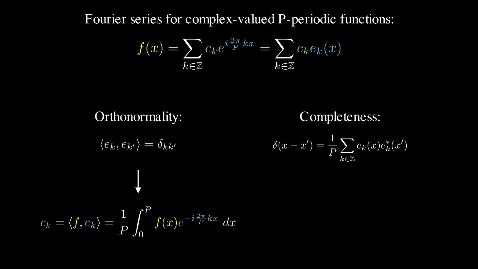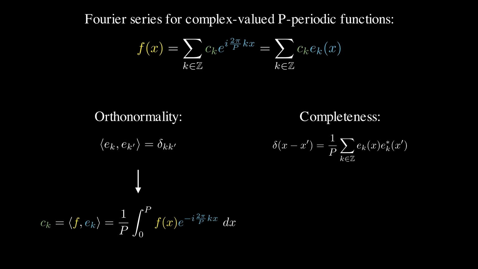Since we started from the assumption that any well-behaved periodic function can be written as a linear combination of our basis functions, and we finally ended up here, we can say that if this identity holds, our basis functions are guaranteed to be complete, such that they span the entire vector space of well-behaved p-periodic functions.